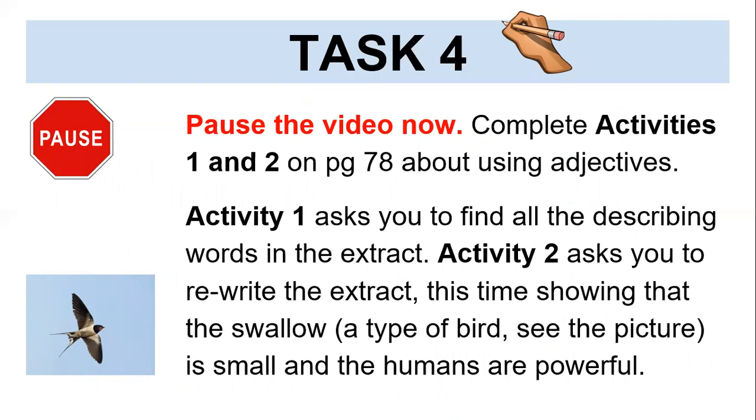Activity 2 asks you to rewrite the extracts, this time showing that the swallow, which is this bird over here, is small and the human's powerful. So, just like you did in the previous task, if you wanted to have a go at it, you're going to flip and change the mood or tone. So pause the video, have a go at activities 1 and 2 on page 78.